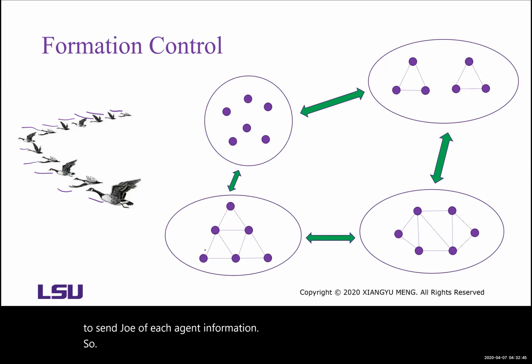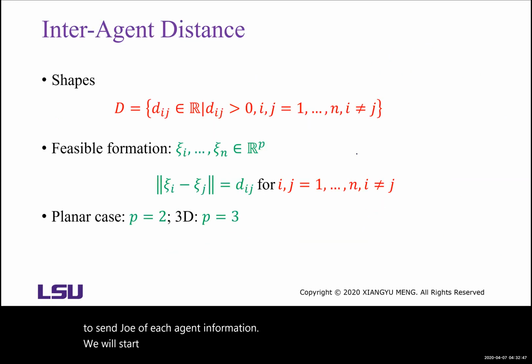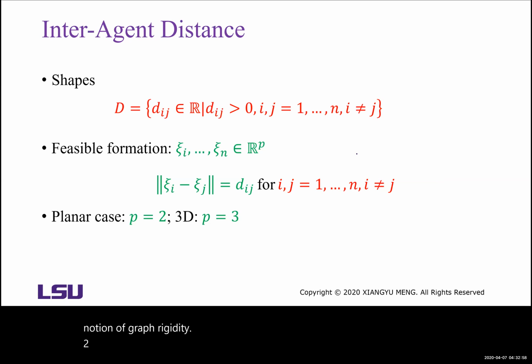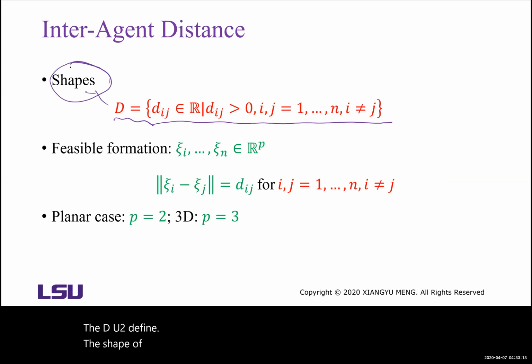We will start by specifying the formation. Then we will study the notion of graph rigidity. To specify the shapes, we use the interagent distance. We can define a set D. The D is used to define the shape of the formations.